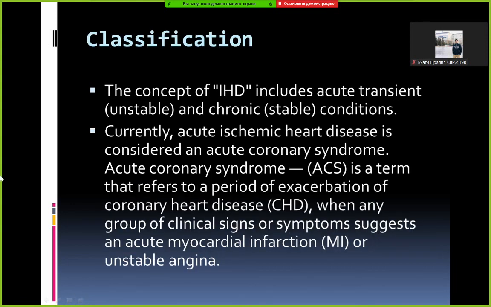Classification of ischemic heart disease. The concept of ischemic heart disease includes acute, transient, unstable, and chronic stable conditions. Currently, acute ischemic heart disease is considered an acute coronary syndrome. Acute coronary syndrome is a term that refers to a period of exacerbation of coronary heart disease when any group of clinical signs or symptoms suggests an acute myocardial infarction or unstable angina.